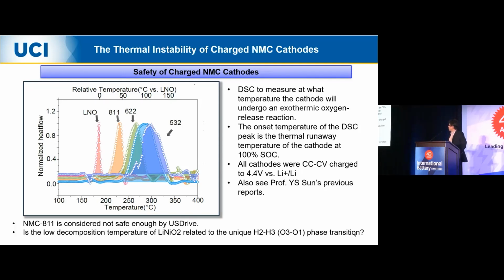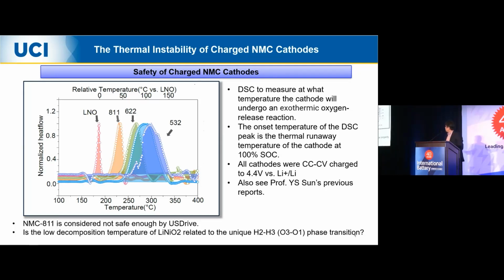And 811 is 150 degrees Celsius lower. It is really, in my opinion, unsafe to use in EVs. And if you go down to lithium nickelate, it's another 100 degrees lower, which is really unsafe. I think scientifically, the question that's worth asking is why lithium nickelate has such a low thermal stability.